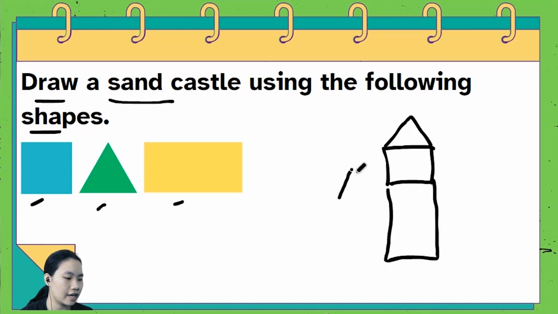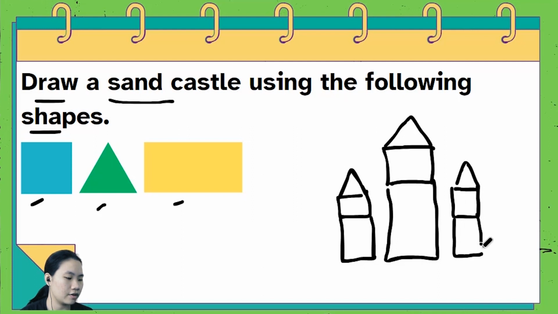And then I'm going to do the same on this side over here. Square. And then rectangle. Triangle. Square. And rectangle. Okay. And then I'm just going to draw some waves down here for the sand, the unbuilt sand.